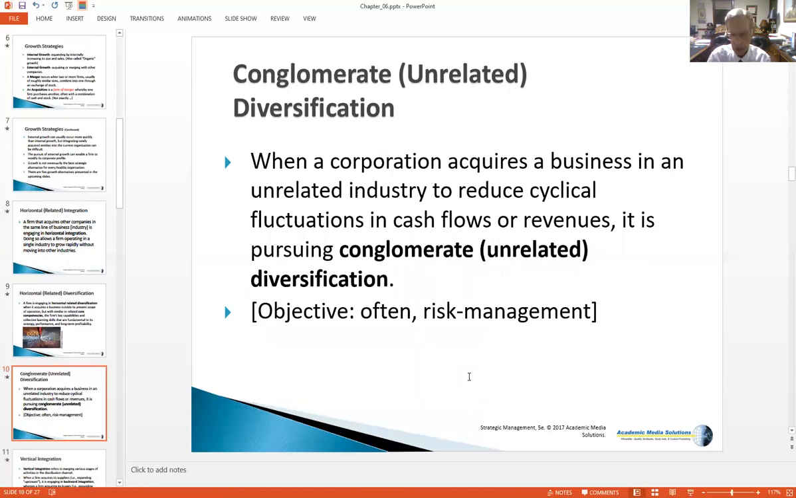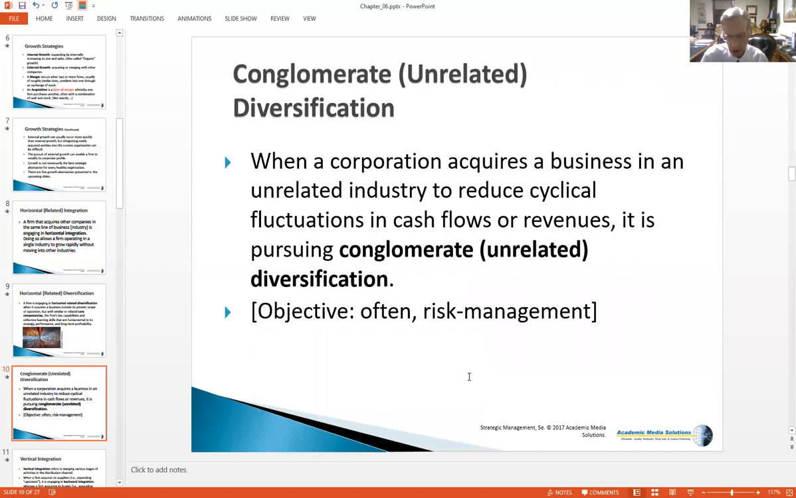Conglomerate diversification is what I was talking about earlier. This is where a corporation intentionally gets involved in multiple industries, and the purpose of that diversification is to avoid the risk of being overly dependent on any single industry, which may be highly sensitive to fluctuations in economic cycles.